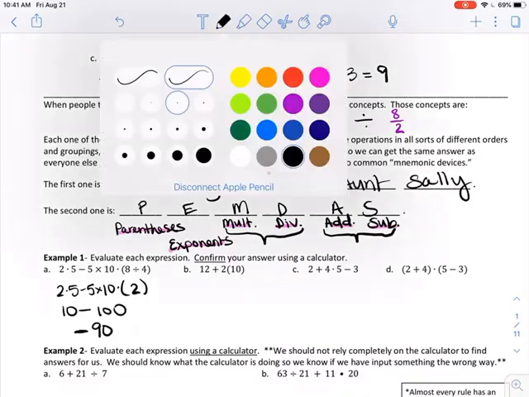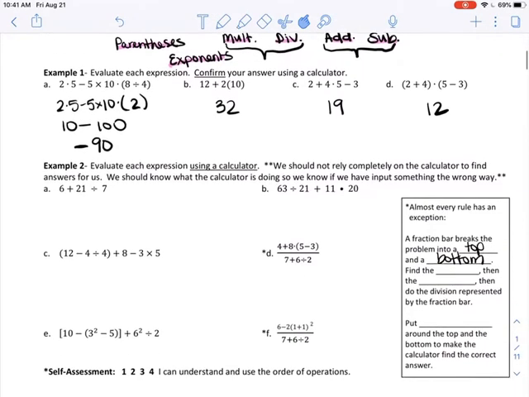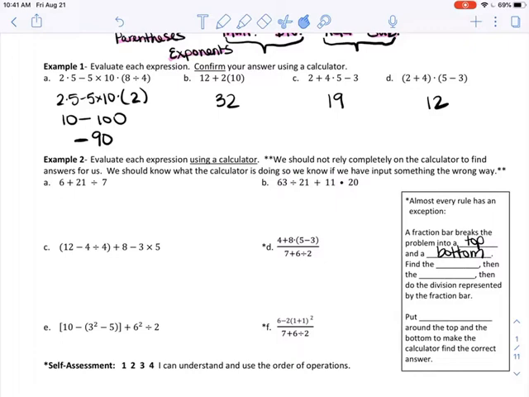Here are the answers to B, C, and D. For B, you should have gotten 32. For C, you should have gotten 19. And for D, you should have gotten 12. Now let's practice entering some bigger expressions into a calculator. I'm going to specifically do D. You can practice entering in the other ones because D is a little weird.